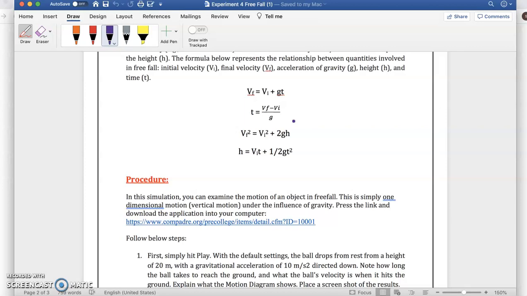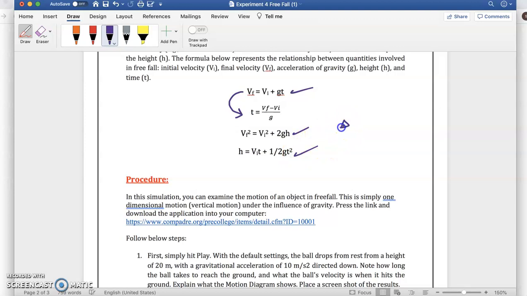So instead of just writing delta y, we mention it as h, and it makes it easier for us to say g instead of a, because literally this is a free fall experiment. So this is v final equals v initial plus gt, and this is just because we need to do calculations for the t. This comes from the rearrangement of this equation, so this is not a new equation. This is our equation, this is our equation, and this is our equation.